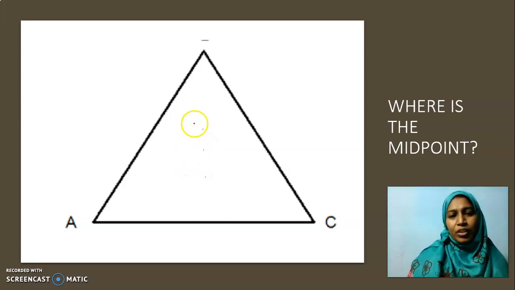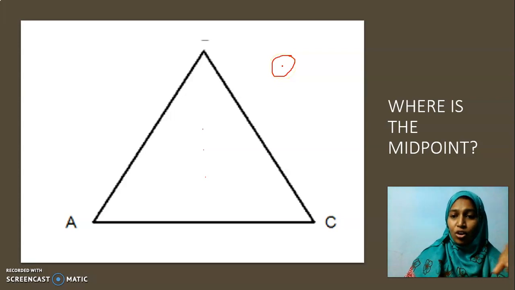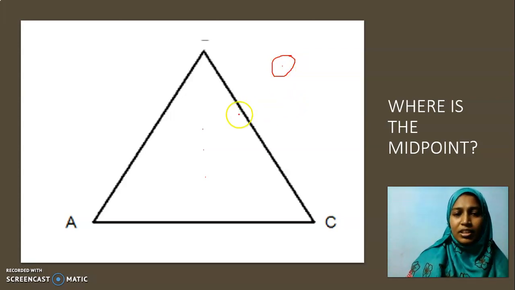If I tell you, locate the center of a circle, you will easily say there will be a circle, and it will be the fixed point from which we draw the circle. That fixed point will be the center. Now I'm asking you, where is the midpoint?